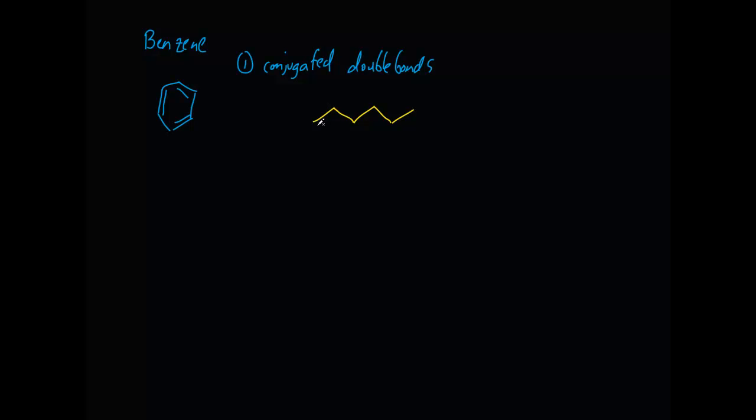and I drew in every other bond as a double bond. So I have a double bond here, double bond here, double bond here. When you have double, single, then double, these double bonds can interact. They're considered conjugated. So what that in actuality looks like is this.